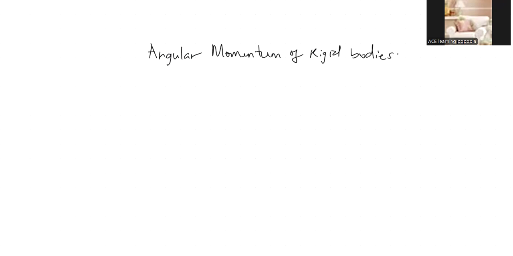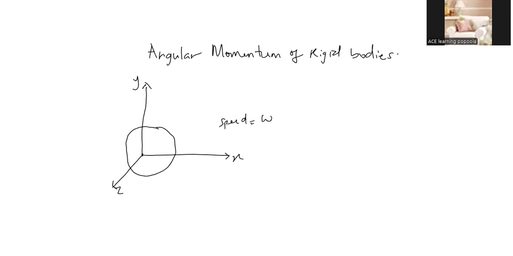So let's say this is the rigid body in the XYZ plane, Z, Y, and X. If it's a rigid body, let's say with its center there, rotating about the Z axis with a speed of omega, then we can say that each particle in this body, let's imagine that a body is made of tiny particles. A rigid body is made of tiny particles.